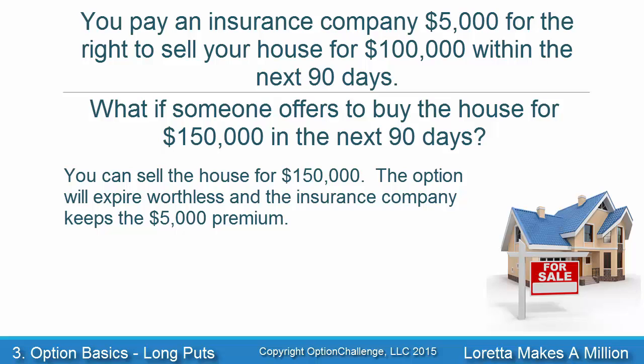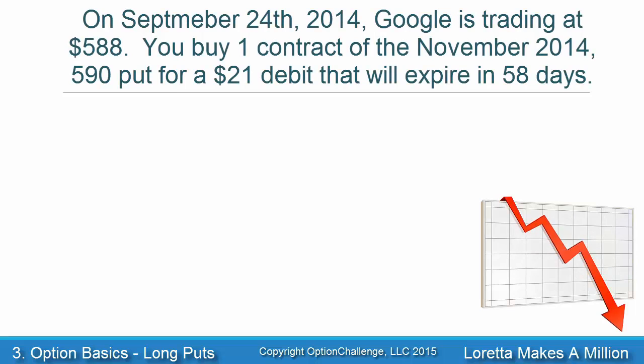The option will expire worthless, and the insurance company keeps the $5,000 premium. Let us move on to some market examples. On September 24, 2014, Google is trading at $588. You think the price of Google will decrease over the next couple of months.